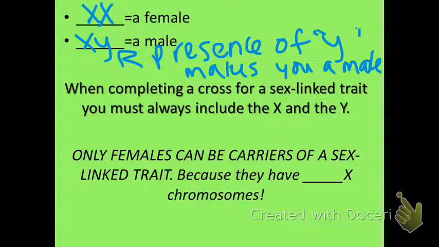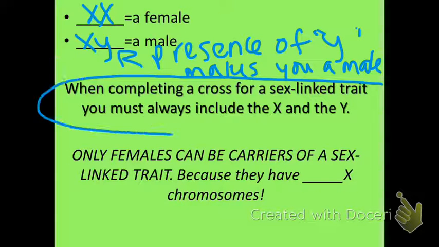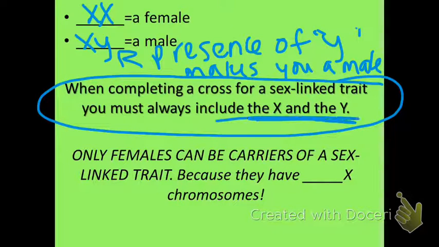So when we are completing a cross for a sex-linked trait, we have to always, always, always include the X and the Y, okay? Because it's going to matter, we have to take into consideration what the sex of the offspring is going to be. Okay, so because of females having 2 X's and males having an X and a Y, this means that only females can be carriers of a sex-linked trait because they have 2 X chromosomes. And this will make a little more sense whenever we work our example.